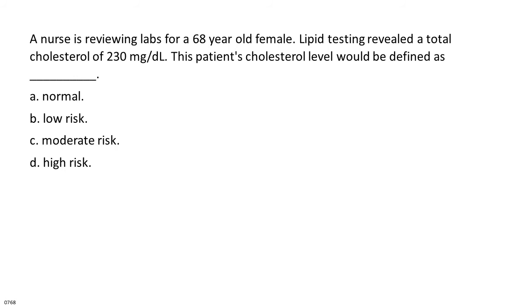A nurse is reviewing labs for a 68-year-old female. Lipid testing revealed a total cholesterol of 230 mg per deciliter. This patient's cholesterol level would be defined as dash. A. Normal. B. Low risk. C. Moderate risk. D. High risk.